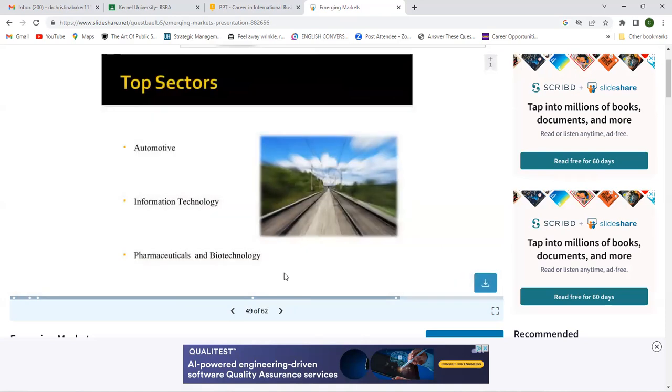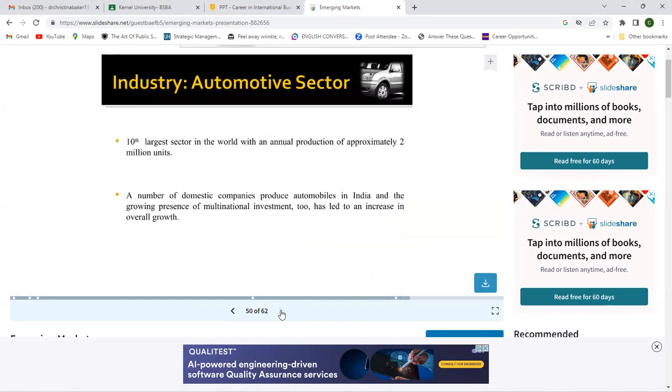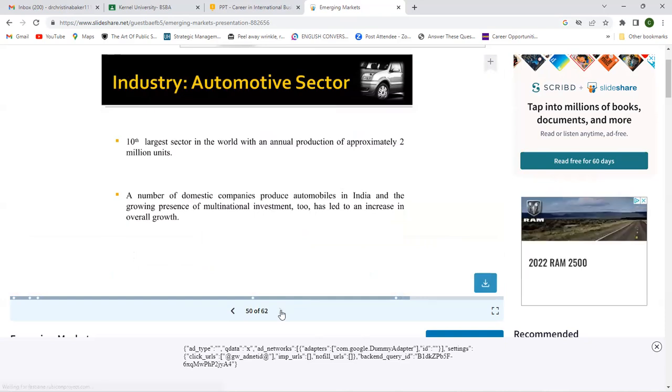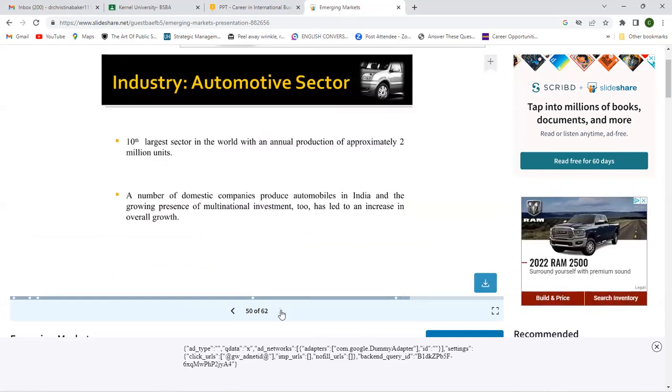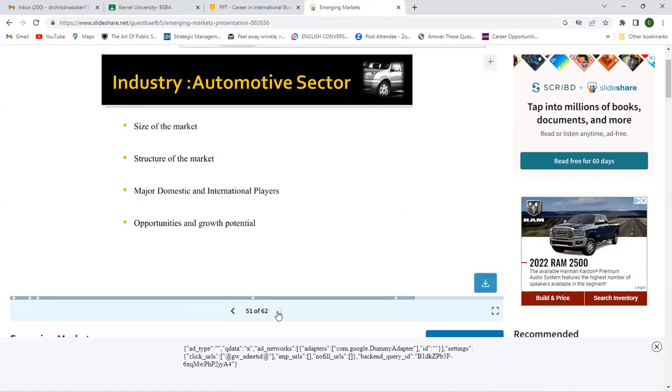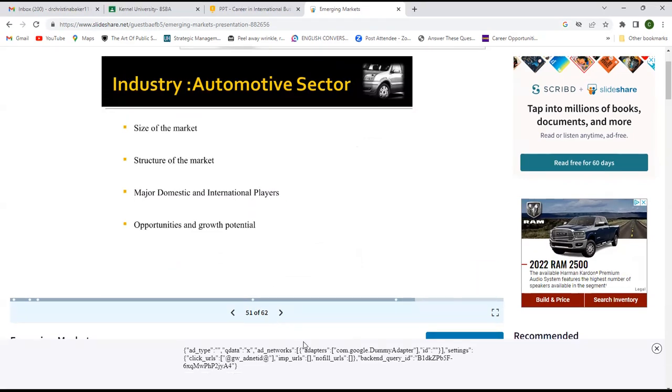Automobile, information technology, pharmaceuticals, and biotechnology. The automobile sector is the 10th largest in the world with annual production of approximately 2 million units. A number of domestic companies produce automobiles in India, and the growing presence of multinational investment has also led to the increase of overall growth. Size of the market, structure of the market, major domestic and international players, opportunities for growth potential.